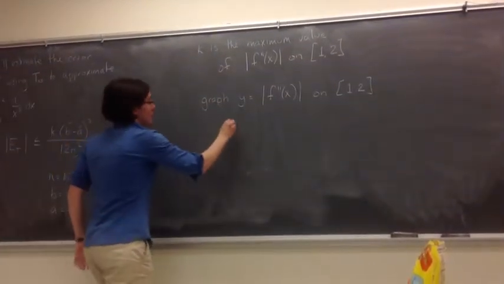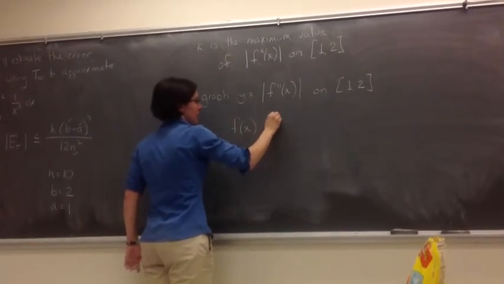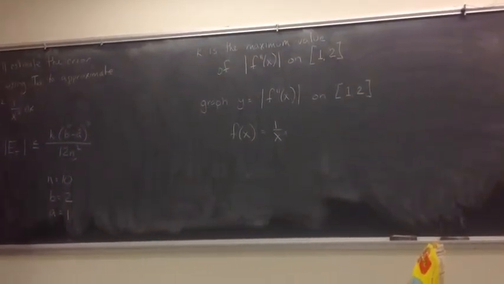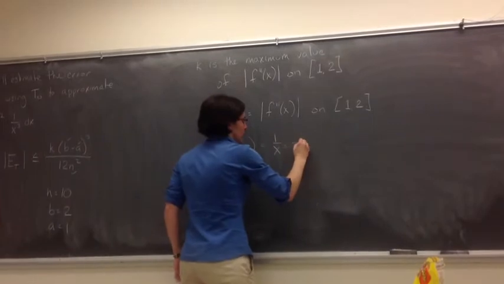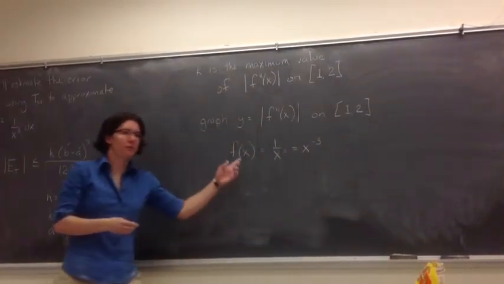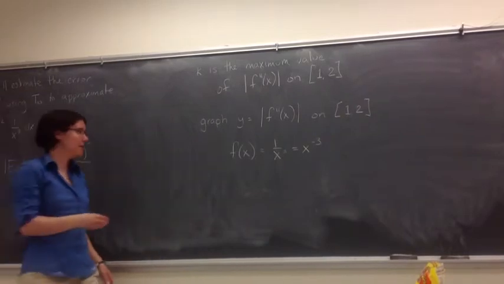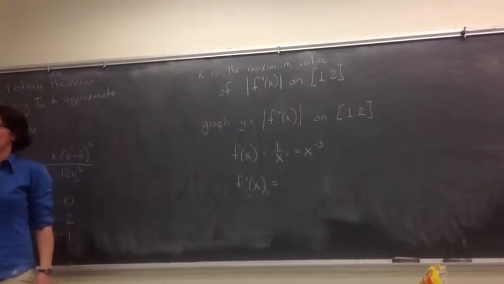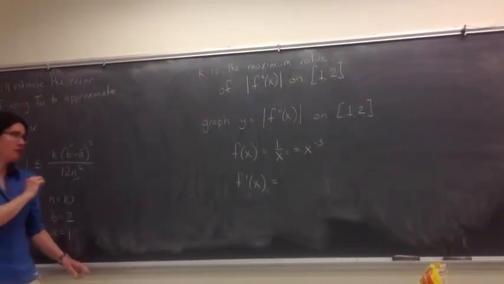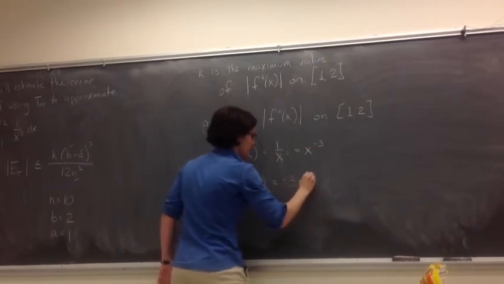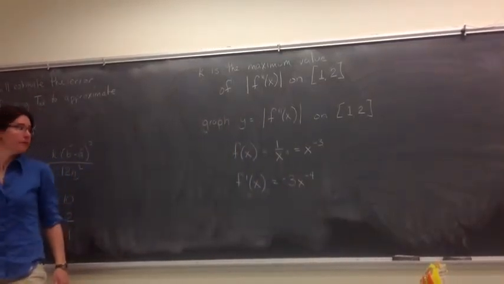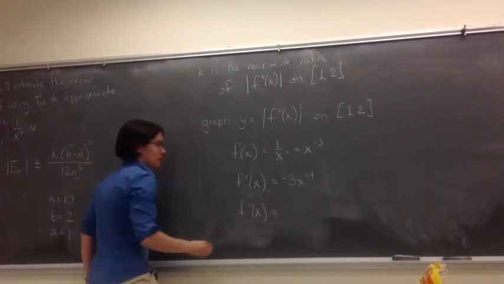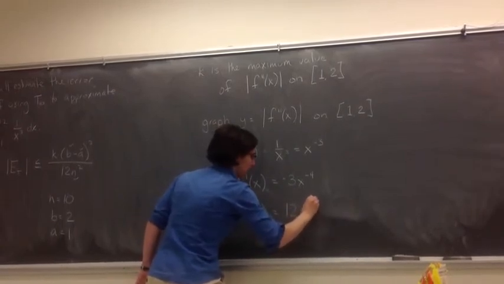I have to start by looking at my original function: f of x is equal to 1 over x cubed. I need to find my second derivative. Before crunching any derivatives, I'm going to rewrite my function as x to the negative 3. Taking the derivative, I have negative 3x to the negative 4. And then my second derivative, f double prime of x, is going to be 12x to the negative 5.